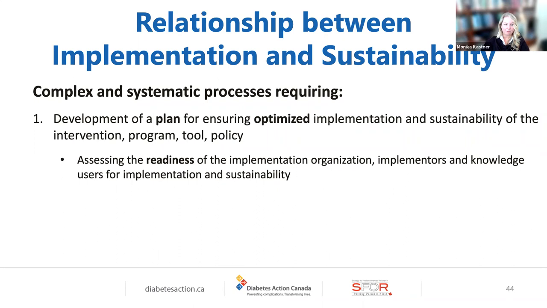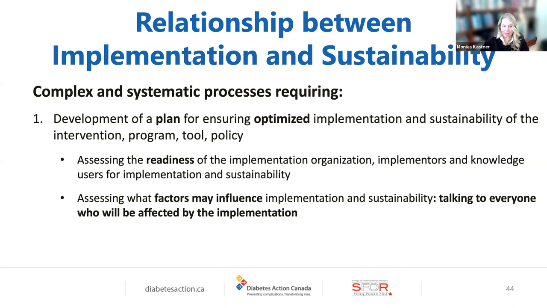We need to assess the readiness of the organization, the people that will implement it, and the knowledge users, because some organizations or teams may not be ready for it yet. That's key information to know before you attempt this exhaustive process of implementing something. Then we assess the factors that may influence implementation and sustainability. We talk to the implementers, the organization, the people that make decisions about change within an organization, and the knowledge users. Everyone involved, we need to figure out the potential barriers and facilitators.